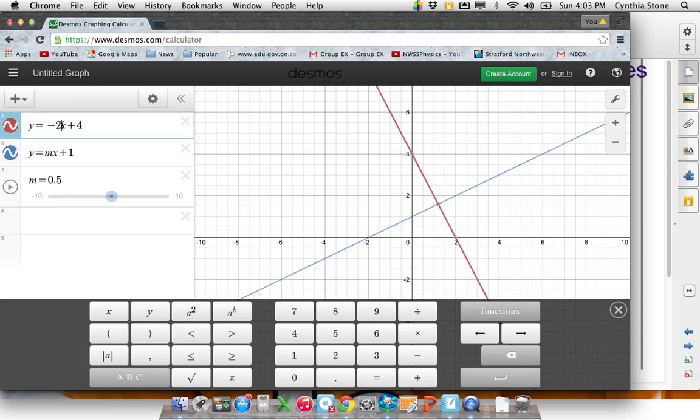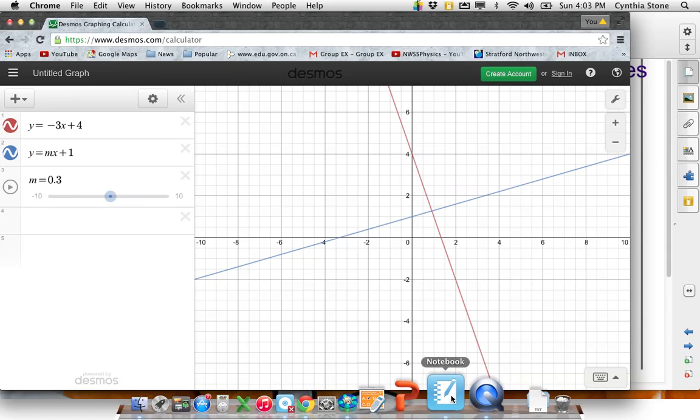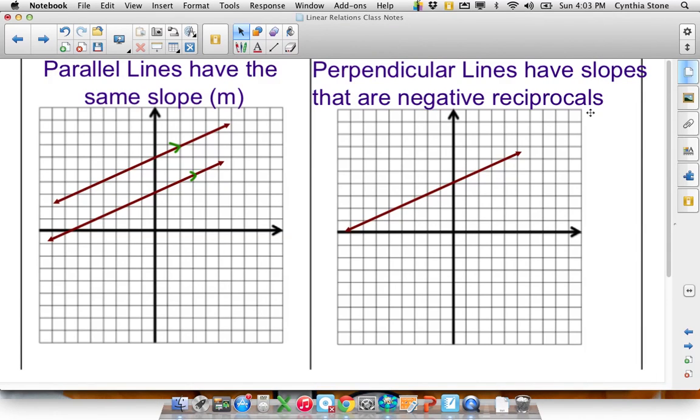If I did -3, let's see what it should be. Oh, it won't be perfect on here, but it'll be close. The closest one would be 0.3. But that's not quite perfect because it should be 0.33333, which is 1 over 3. So this is what I mean by negative reciprocals. So in this case, let's draw it out on the graph then.